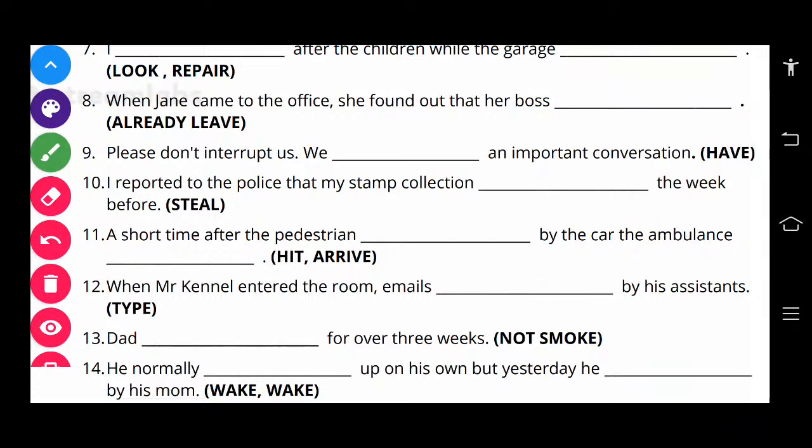So by this term we can understand that the action is an ongoing action at the time of talking. If an action is going on at the time of talking, that kind of action has to be expressed by using am, is or are plus the fourth form of the verb. That is why the answer has to be expressed like this: Please don't interrupt us. We are having an important conversation.